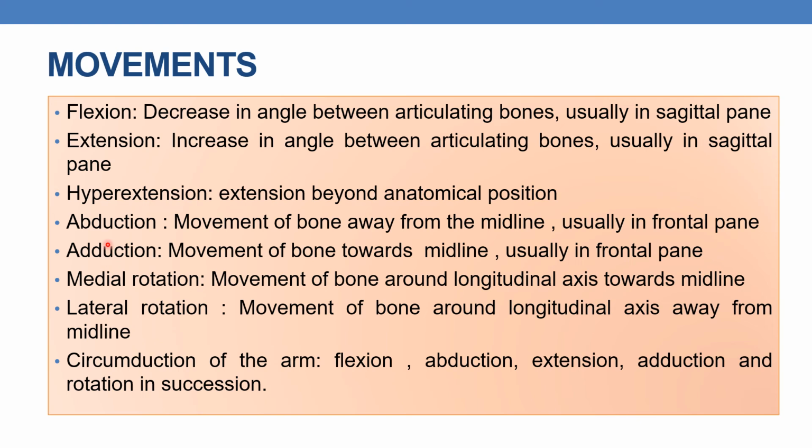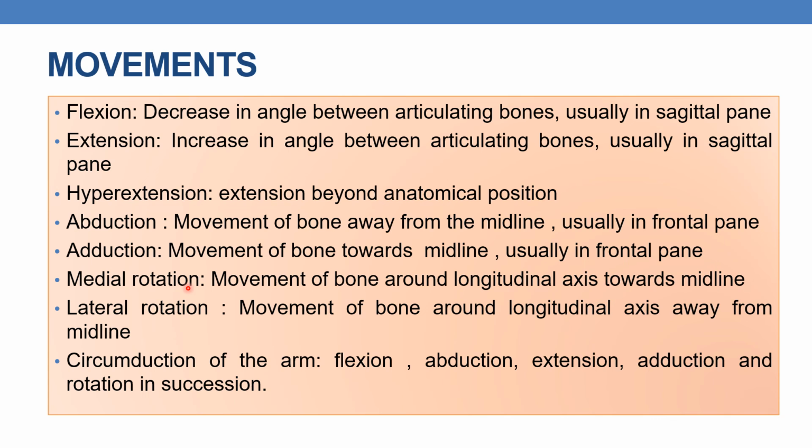Next is abduction. The root word AB means away. Movement of bone away from the midline, usually in the frontal plane. Next is adduction. AD means towards. So movement of bone towards the midline, usually in the frontal plane.